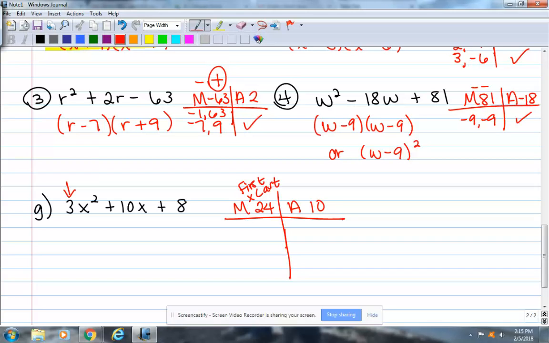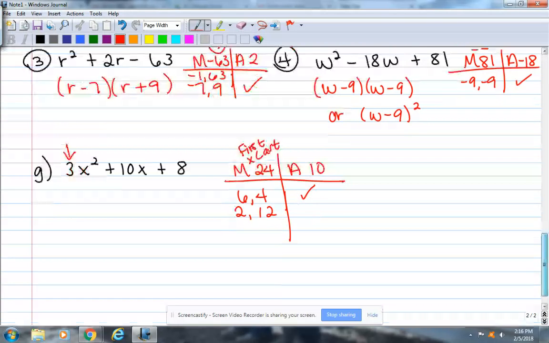So we want some numbers that multiply to get 24 and add to get 10. Does anybody know? 6 and 4, 2 and 12? There's a few more that multiply to get 24, 8 and 3, 1 and 24. Do any of those I listed add to get 10? 6 and 4. 3 and 8 is going to add to get 11. All right, so after you figure out what multiplies to get first times last and adds to get your middle term, you cannot go straight to your binomial answers.